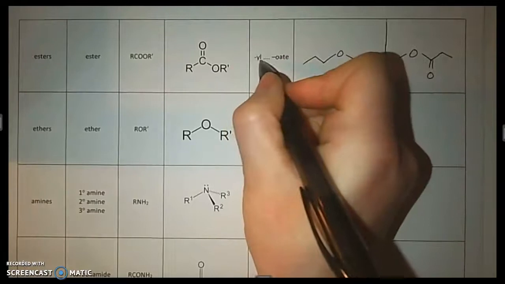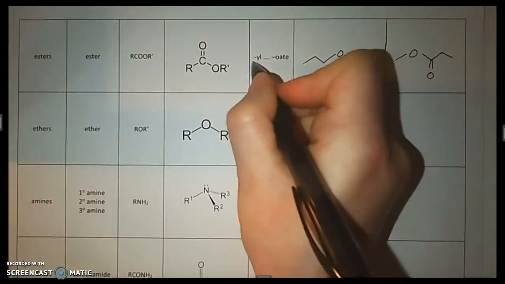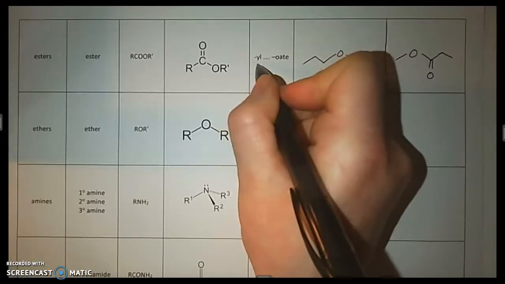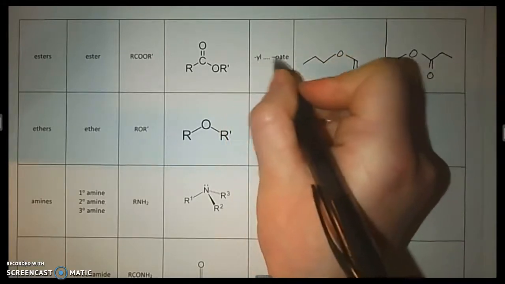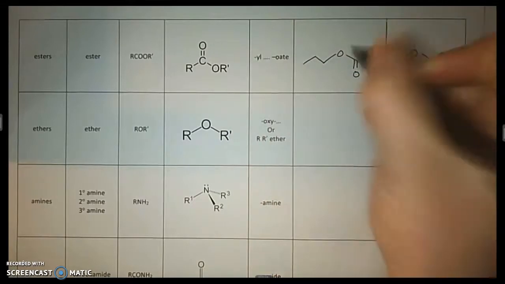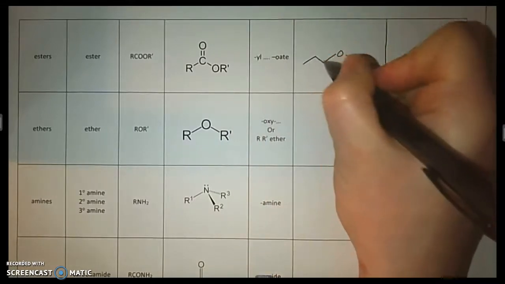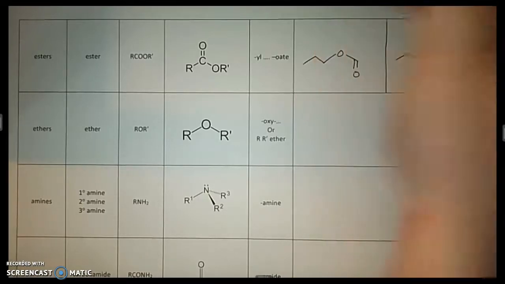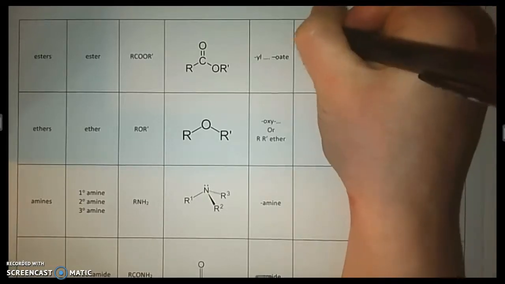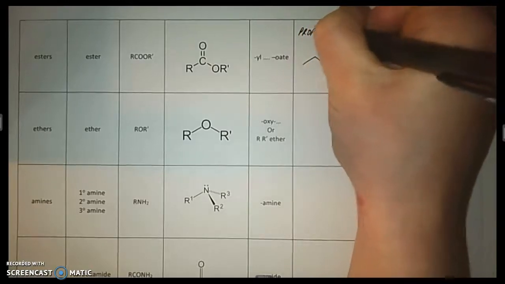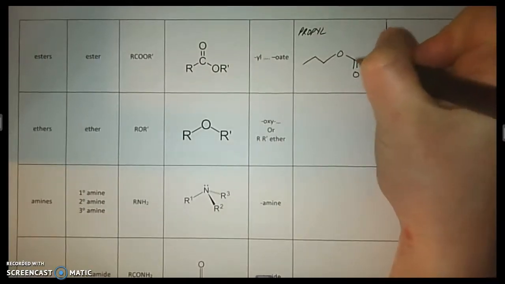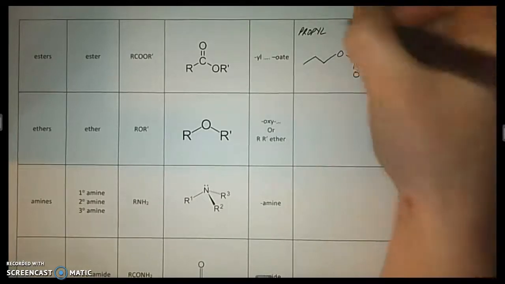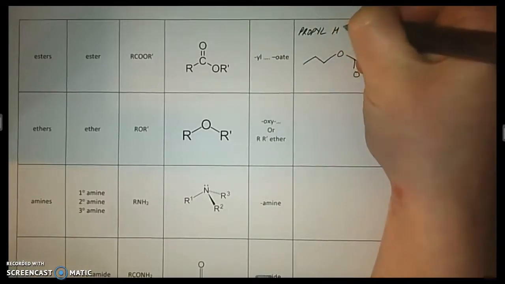Okay, so what this means is that you have your first part of your name, the branch name, so something-yl, and then you have the second part of your name, and the ending for that is -oate. So here, I've got 3 carbons in my branch part of my chain. So that's a propyl group. And then I've got just 1 carbon on my main chain. That's a methanoate.